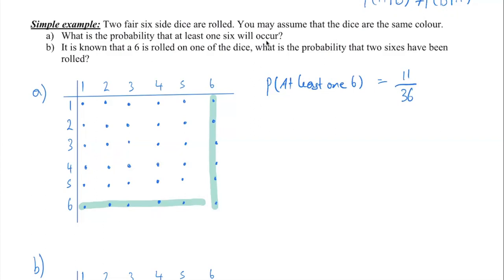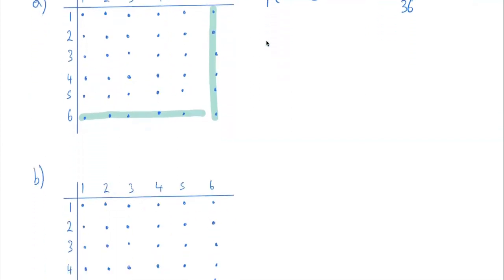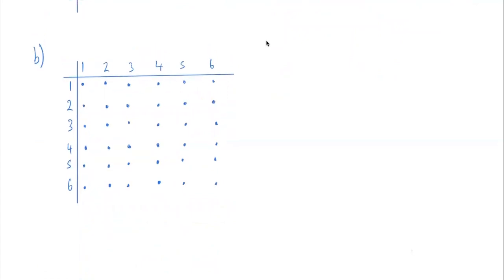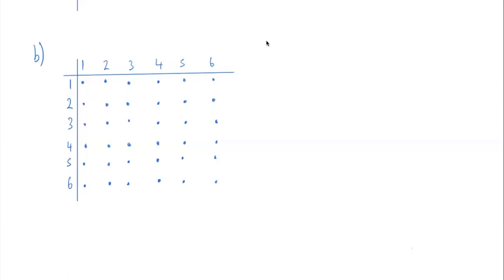However, what happens if I change it up? So it is known that a 6 is rolled on one of the dice, and then it's asking you, what is the probability that 2 sixes have been rolled? Well, let's have a little bit of a look at it. So we know that we roll a 6. We're asking, what's the probability that we roll another 6? So physically, what we want to be thinking about is, imagine that I've rolled a dice in front of you, and you've seen that it's rolled up a 6, and I have my other hand closed, okay? You don't know what the second roll is going to be.